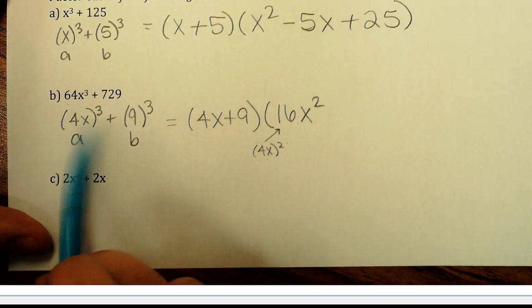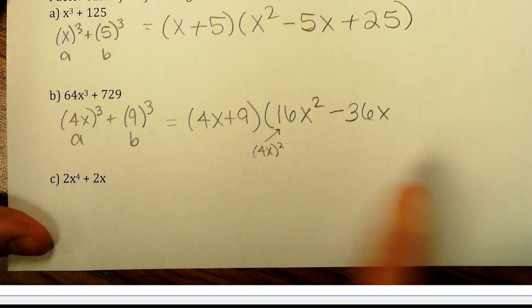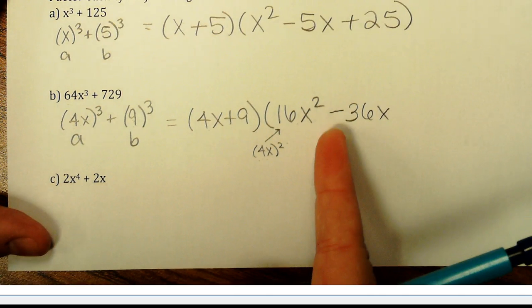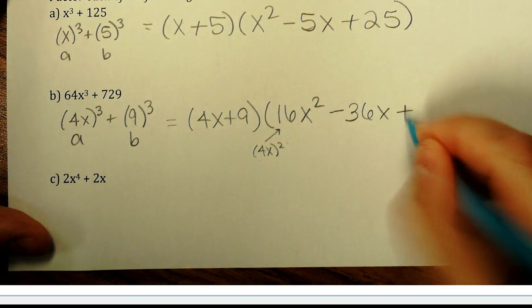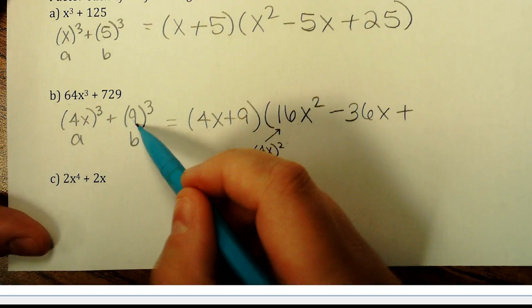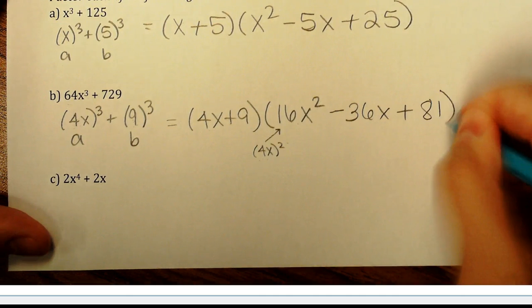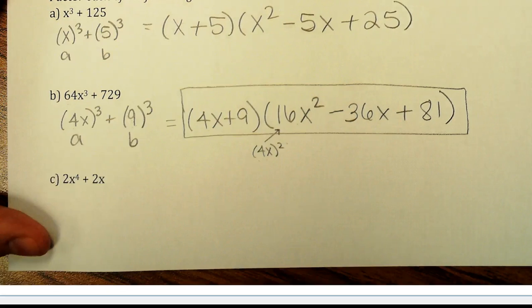A times b is going to be 4x times 9, so 4 times 9 is going to be 36x. And then when you're working with the sum of cubes, the second term always has a subtraction sign. And then the last term is b squared. So 9 squared is 81. This is your factored form.